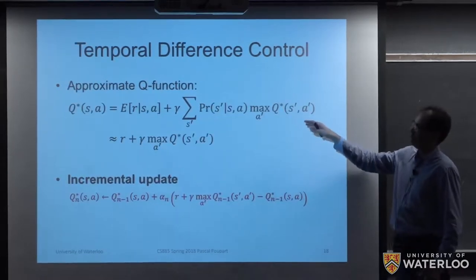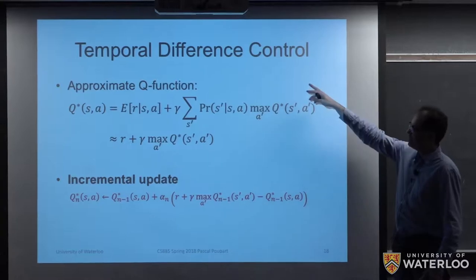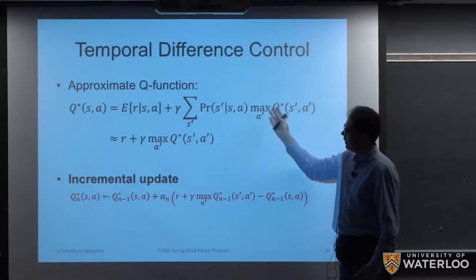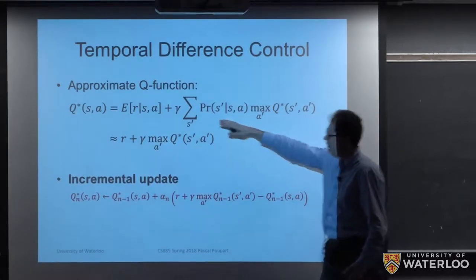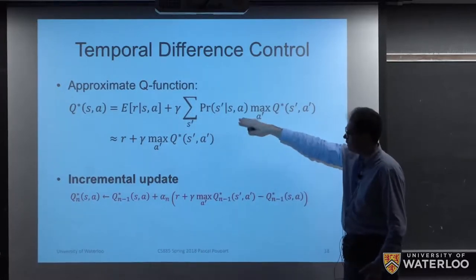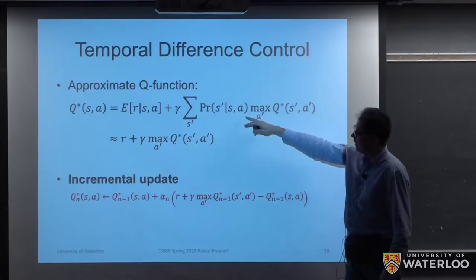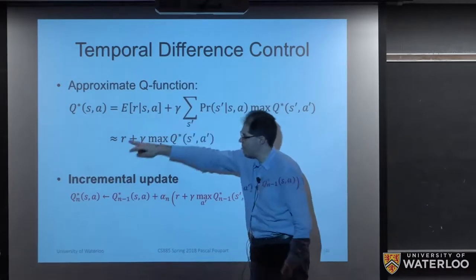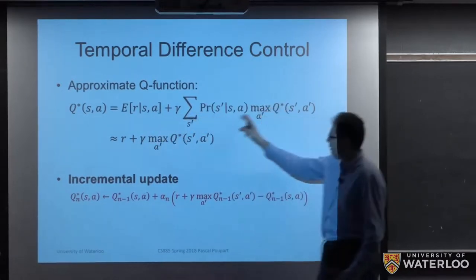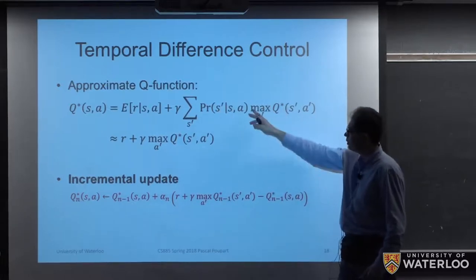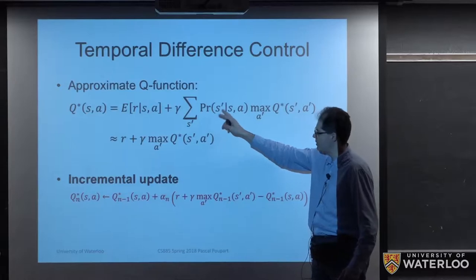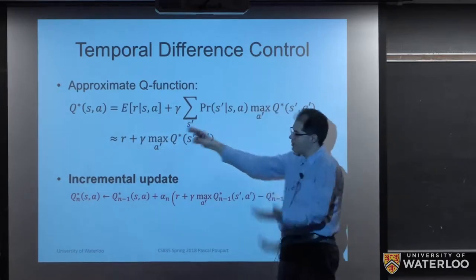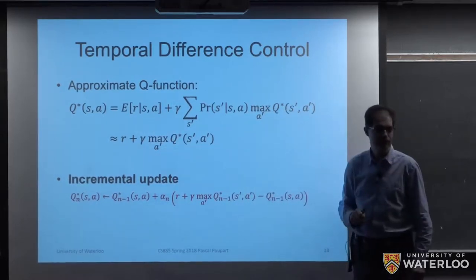What is more efficient, and in fact what tends to be used in practice, is to do temporal difference control. Here we approximate the Q function in the following way. Again, we've got the Q function equation that corresponds to Bellman's equation. Then we can approximate this expectation by a single sample. For the expectation with respect to future reward, we take a sample from this distribution, so we get a single S prime, and then we simply plug that in here, and this gives us a one sample approximation to the Q function.